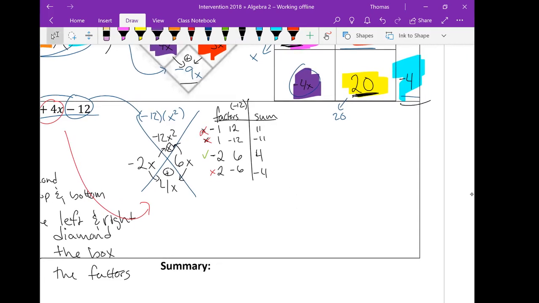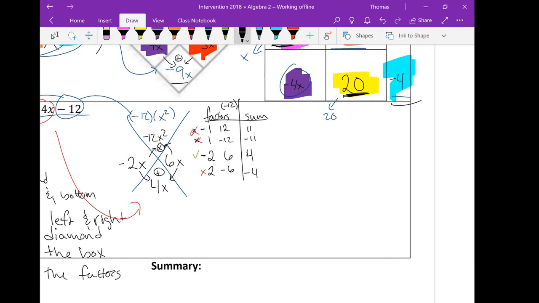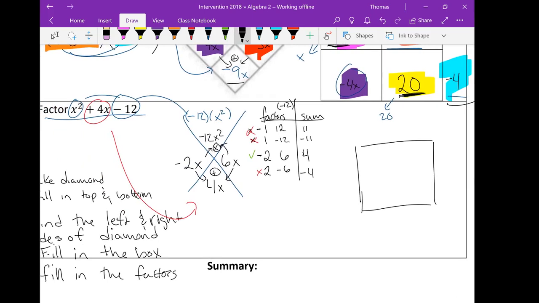Okay? Now we just need to make our box. So we made our diamond, filled in the top and the bottom. Check. We found the left and right sides of the diamond. Check. Now we need to fill in our box. So our box I'm going to make over here. Remember, this box is going to be our whole polynomial.